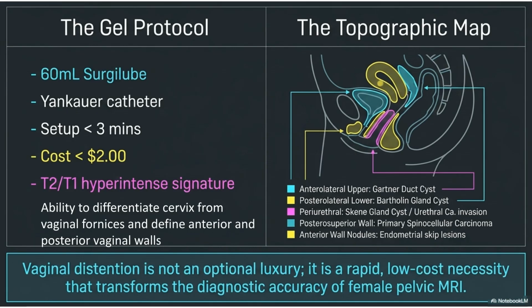The gel protocol is rapid and low cost, using just 60 milliliters of Surgilube and a Yankauer catheter. It enables clear differentiation of the cervix from the vaginal fornices and defines the anterior and posterior vaginal walls. Vaginal distension is a necessity for accurate female pelvic MRI.